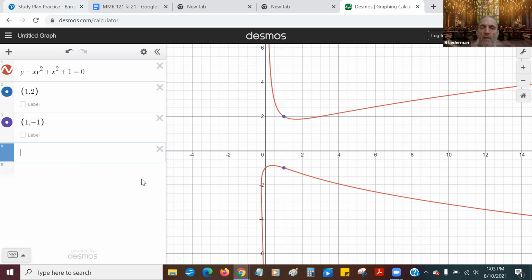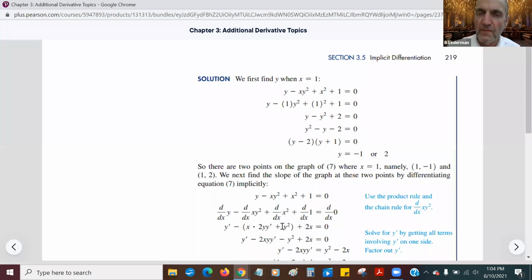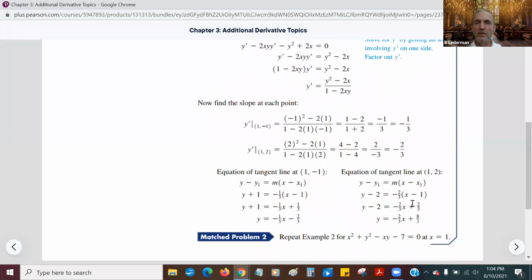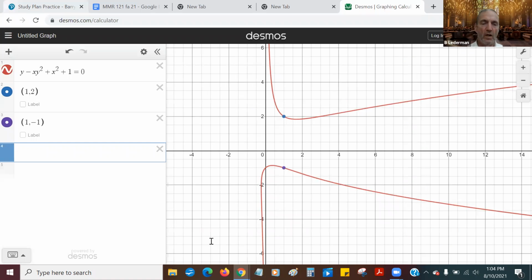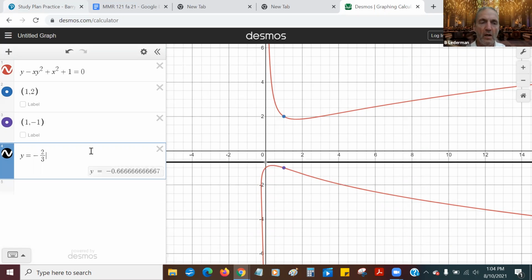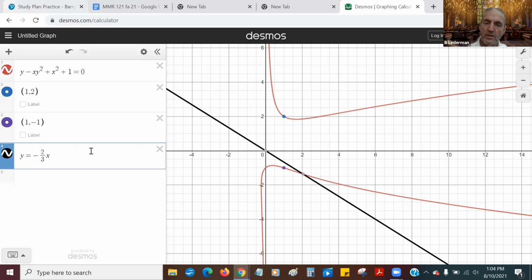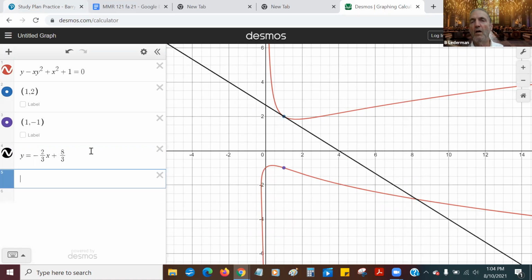Okay, so now I want the equations. The equations were y equals negative 2/3 x plus 8/3. Let's do that one first. Y equals negative 2/3 x plus 8/3. And look what a beautiful tangent that is right there. I'm going to blow this up a little bit, and you'll see even more what a beautiful tangent it is.